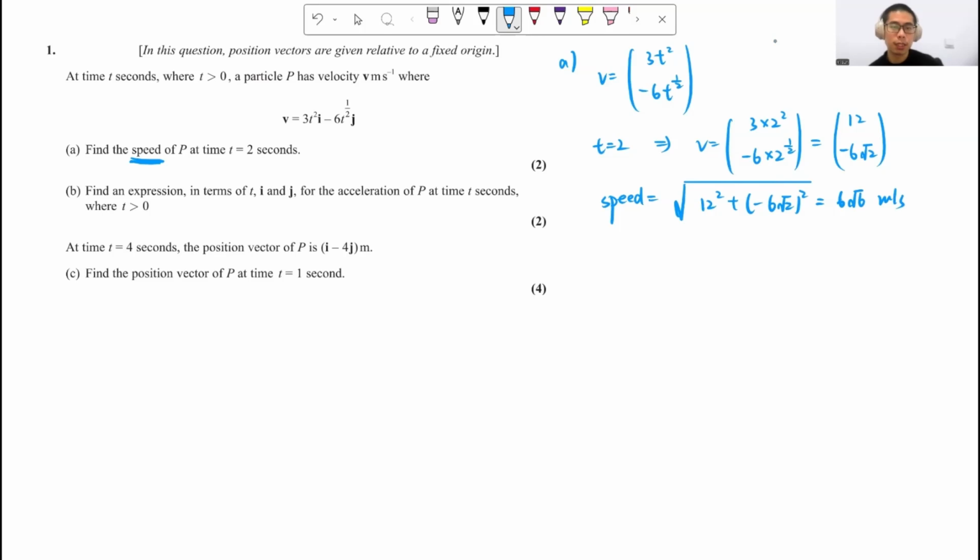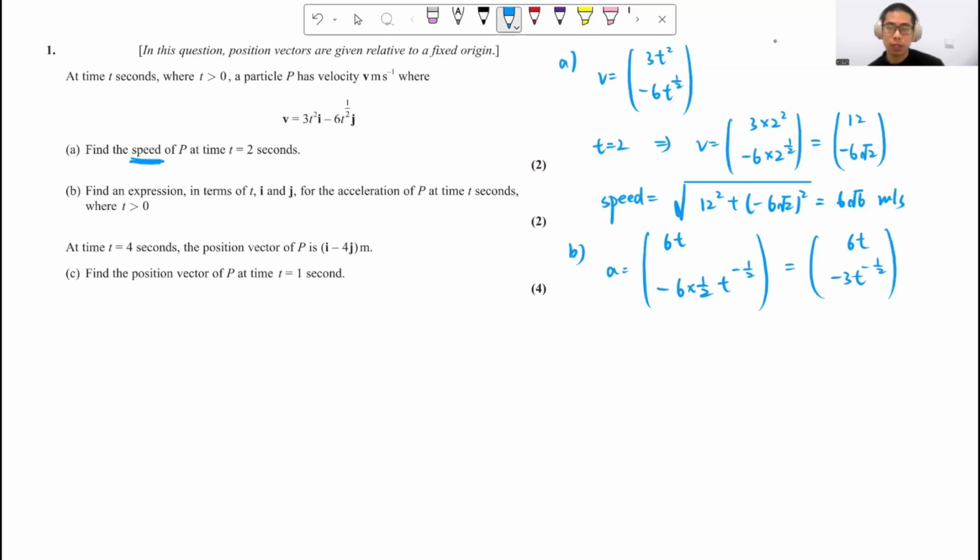That's for part A. And then part B, find an expression in terms of t, i, and j for the acceleration of P at time t seconds, where t is more than 0. So acceleration is just the differentiation of velocity. So we just have to differentiate. So a is equal to 3t squared differentiates to just 6t. And then negative 6t to the power half, we just bring down the power. So negative 6 times 1/2, and then minus 1 to the power. So half minus 1 is negative 1/2. So simplify that. That would be just 6t, and then negative 3t to the power 1/2.